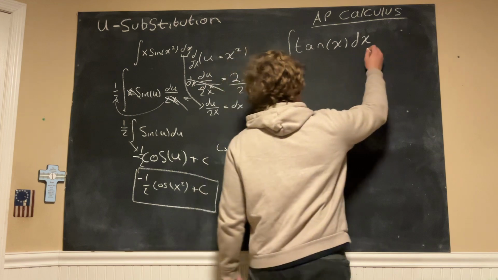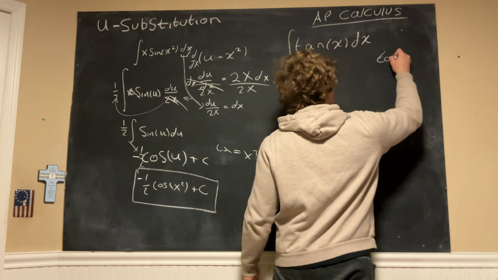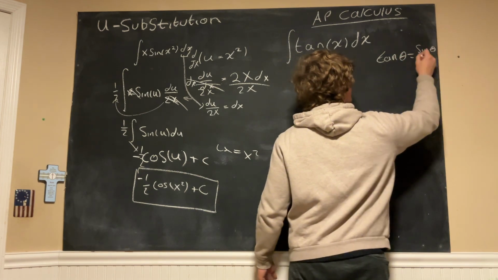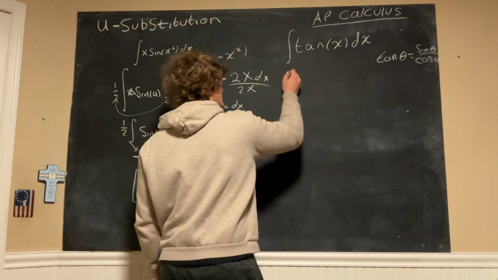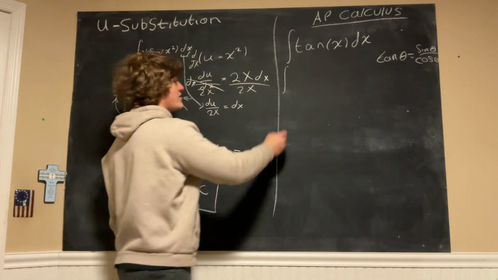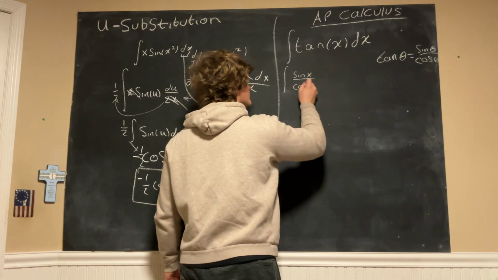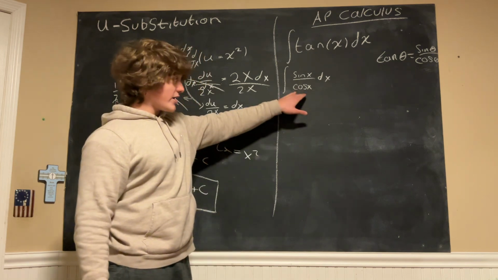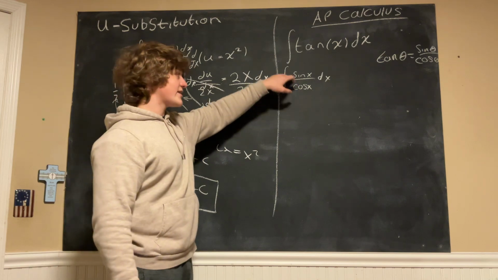So if you remember from your algebra 2 or trigonometry class, tangent of theta is equal to sine theta divided by cosine theta. Now let's rewrite that into our integral. So it becomes the integral of sine of x over cosine of x dx. Now, look at this bottom term. The derivative of cosine is going to be negative sine. So we want that to cancel out the one on the top.